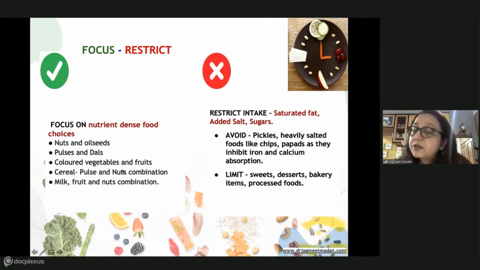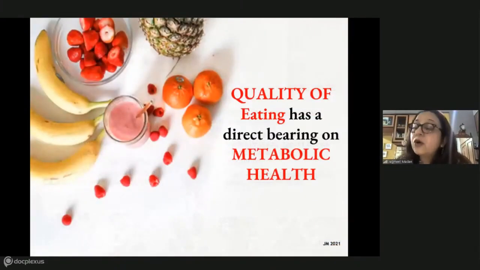Similarly, colored vegetables and fruits, which I just said. So they are again containing a whole lot of vitamins and minerals. And milk and milk products can be very well combined with fruits, nuts; cereals can be combined with pulses. So these are all ways to make your food nutrient dense. And what is to be restricted, I already told you. Just remember the word HFSS, high fat, salt, sugar foods. So always look at what you're consuming and how much of bad quality fat, how much of salt, how much of refined sugar you are adding to your diet.